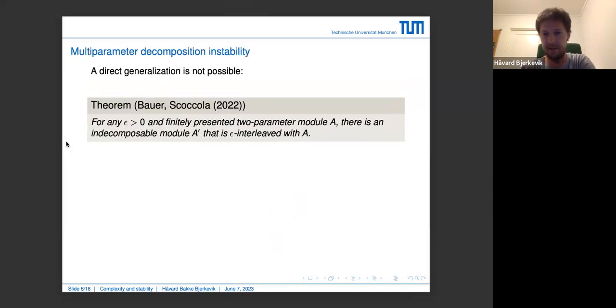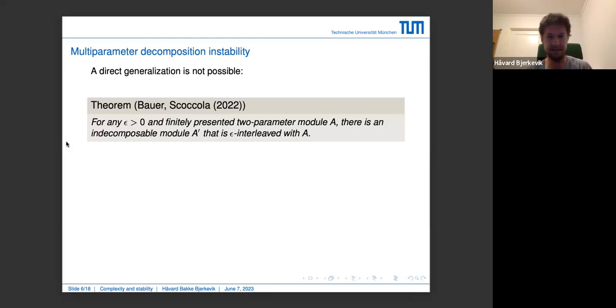Unfortunately, things are not so good in the multiparameter setting. We do have this unique decomposition into indecomposables. The theorem that I stated earlier is valid also in this case. But when we start to look for matchings, things are not well behaved. There's a recent theorem by Bauer and Scoccola, which says that if you have some module A, could be any module, then even if it consists of a lot of separate pieces and is a direct sum of many indecomposable modules, we can still always find a module arbitrarily close to it that's indecomposable. This is a problem for finding matchings, because if you have a lot of summands on one side, then you also want a lot of summands in the other module to be able to find a good matching. But if the other module is indecomposable, so it has one summand, then you're not going to be able to find a good matching in many cases.